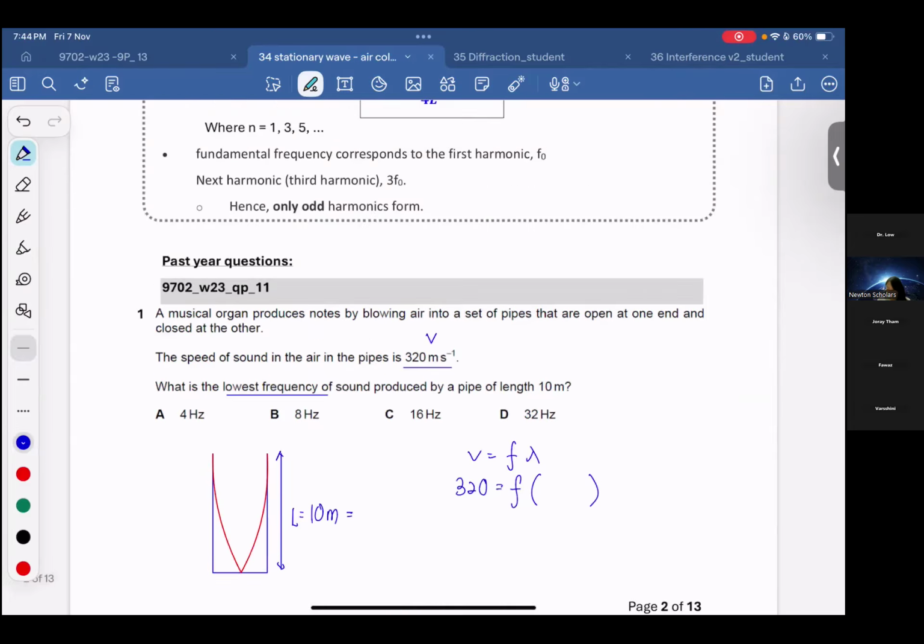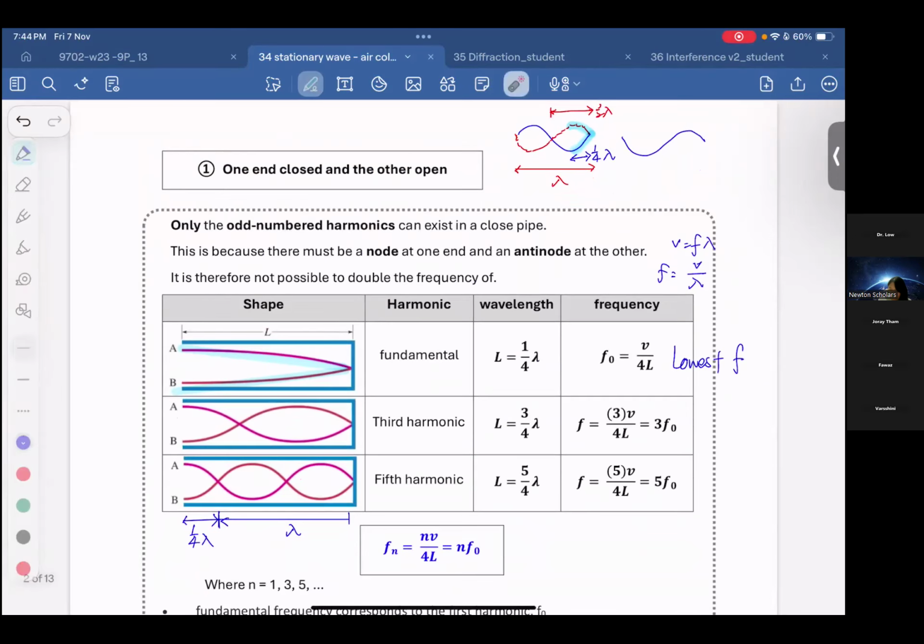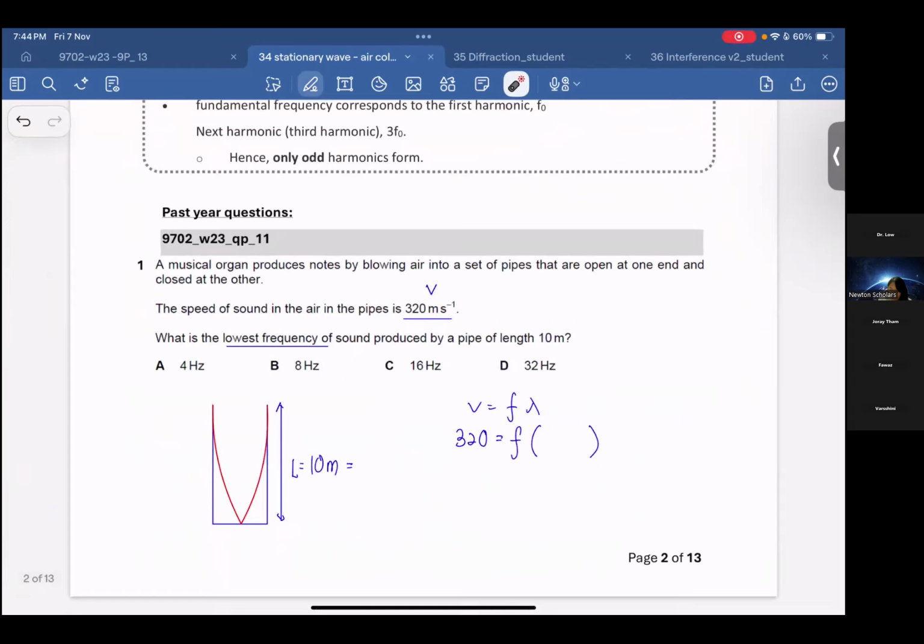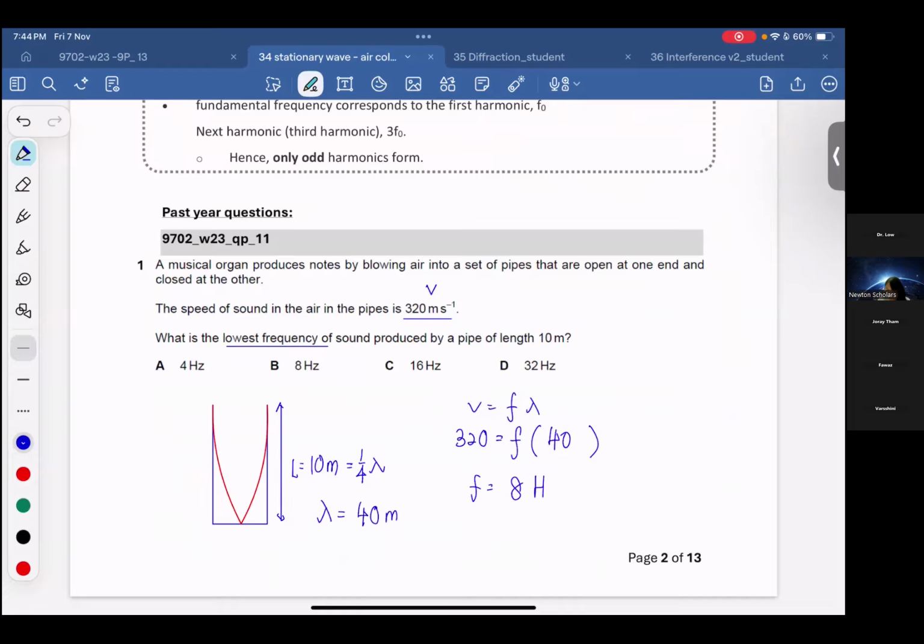Just now, you see this part here, antinode to node. How many wavelengths? 1/4. So I know that this is 1/4 wavelength. So wavelength equals how many? 40 meters. Using this information, you put it in, and you will get the frequency should be 8 Hertz.